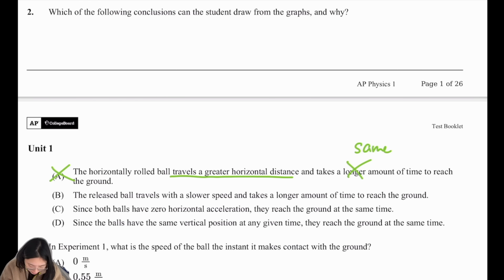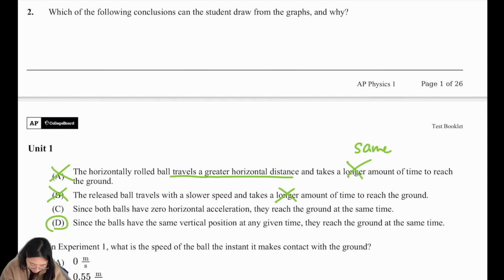B, the released ball travels with a slower speed and takes a longer amount of time to reach the ground. Okay, so again, not a longer amount of time. It's the same amount of time. And C, since balls have zero horizontal acceleration, they reach the ground at the same time. And D, since the balls have the same vertical position at any given time, they reach the ground at the same time. So out of C and D, D is the right one.